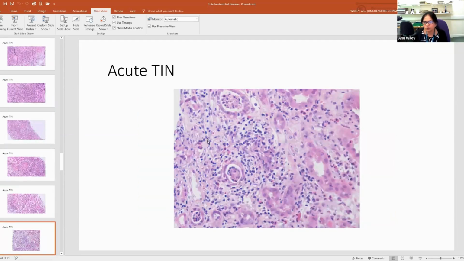This one, I'm showing you a picture to show that the whole tubule is completely being eaten up by the lymphocytes. And at one point, this would rupture and form a granuloma here. And that's when you start seeing granulomas in TIN.